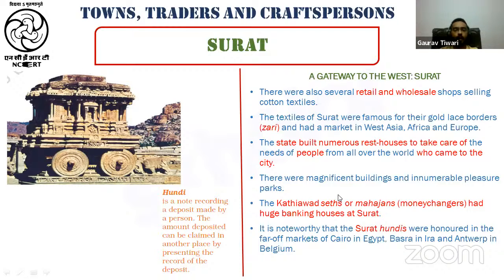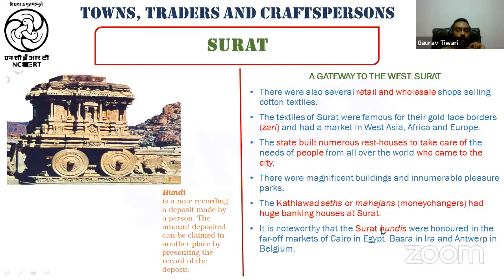Apart from that, two communities that were important are the Kathiawar Seths and Mahajans. They were the money changers and they had huge banking houses at Surat. Very, very important. These banking houses at Surat are very important. It is noteworthy that Surat's hundis were honored in far off markets.